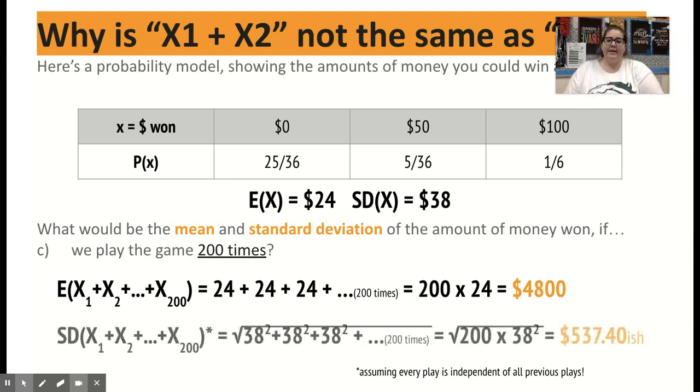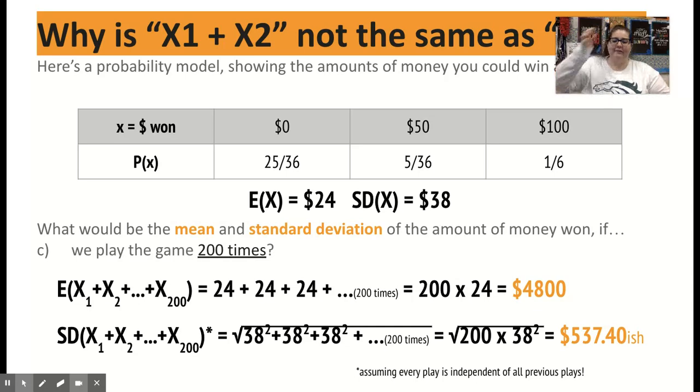But standard deviation, right? I can't just add standard deviation, so I can't just do 38 times 200. I have to add variances. So 38 squared plus 38 squared plus 38 squared, 200 times. So basically 200 times 38 squared gives me that variance. And then square root that, we get about $537.40. So that's an extreme example of combining variables.